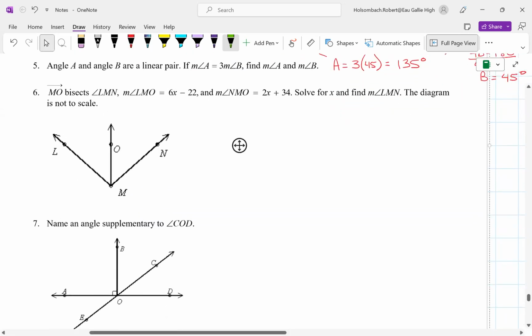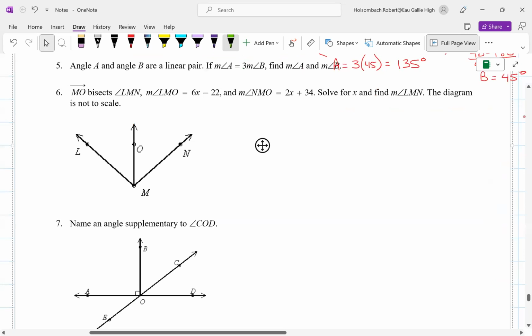Problem number 6. MO bisects LMN. So that means this angle is congruent to this angle. The measure of LMO is 6x minus 22. The measure of NMO is 2x plus 34. Solve for x and find the measure of LMN. And LMN is this big angle right here.